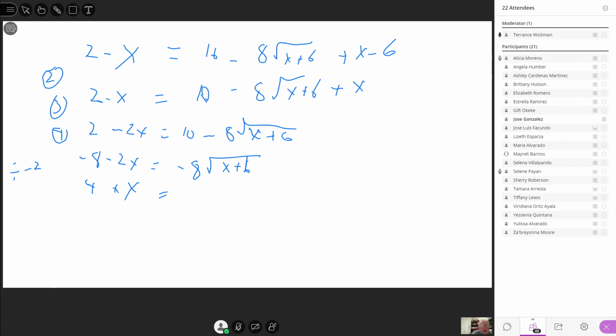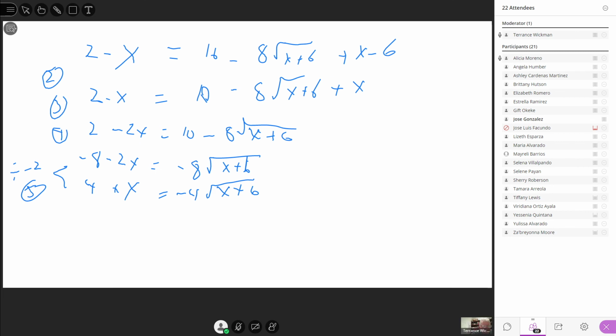So if we divide the other side by negative 2, what do we get? What's half of a negative 8? Negative 4. So we're down to negative 4, x is plus 6. Everybody okay with that? All we did here was divide by negative 2. That's step 5. Are we good? Yeah.